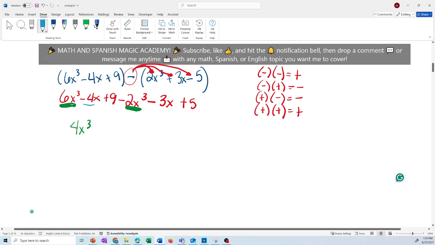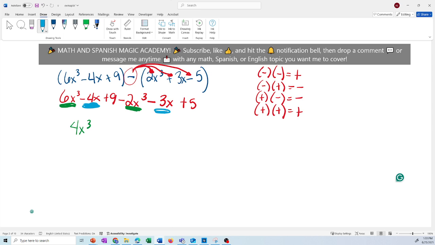I have negative 4x, right? And negative 3x. Negative 4 minus 3, they have the same sign, so I add them and I leave the sign that both of them have. So negative 4 minus 3 is negative 7x. Okay, they have the same sign, so I add them. 4 plus 3 is 7, and I leave the same signs that they have.